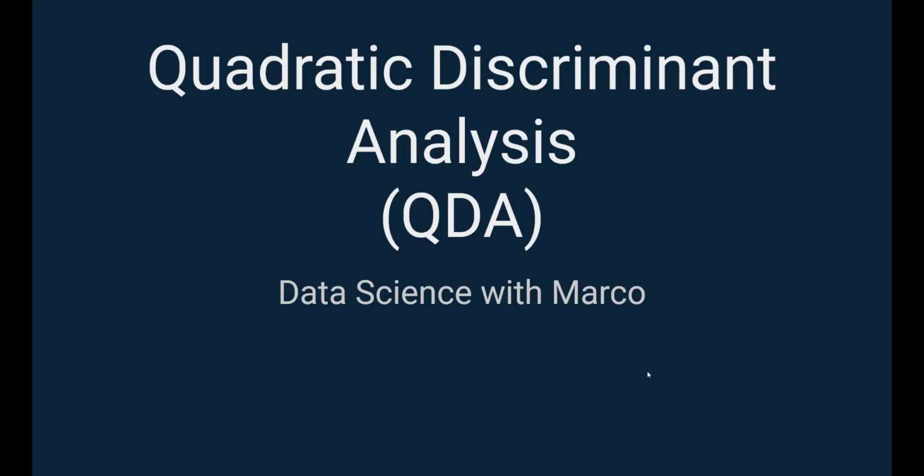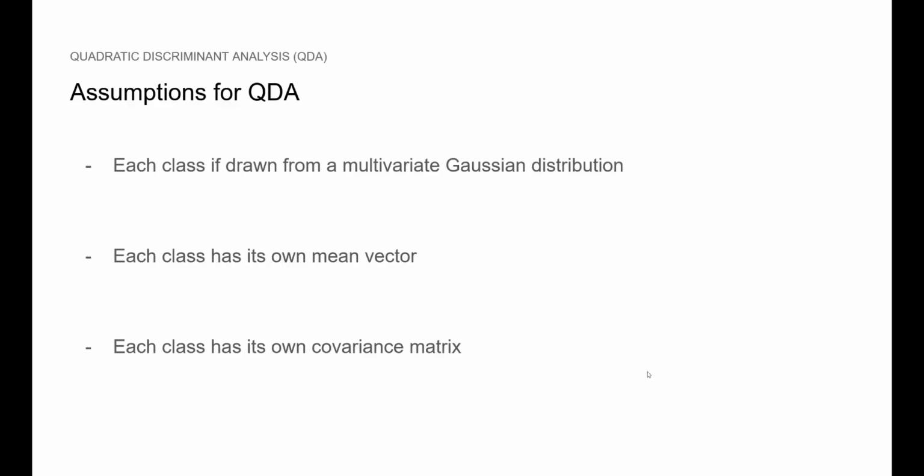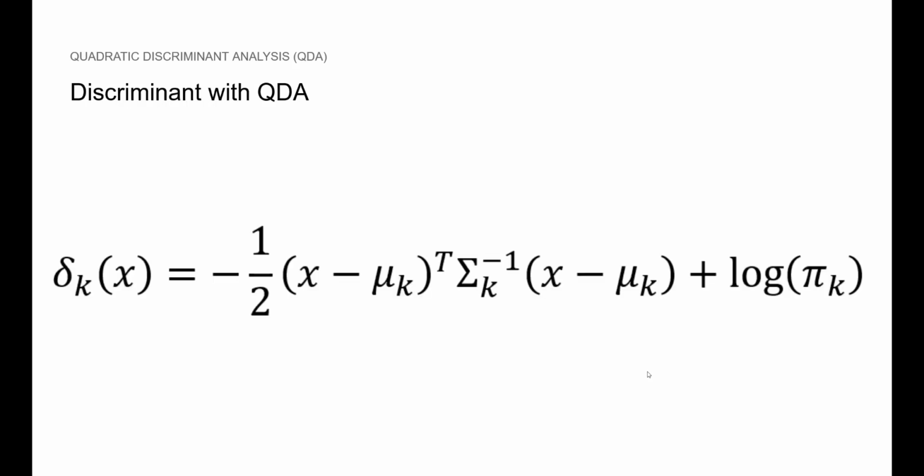Now that we understand LDA, QDA should be fairly straightforward. The main difference is in the assumptions. Just like LDA, we assume each class is from a multivariate normal distribution and has its own mean vector, but also now each class has its own covariance matrix. Therefore, the discriminant is expressed like this, and you see that the equation is now quadratic since you have two terms of x being multiplied together, hence quadratic discriminant analysis.